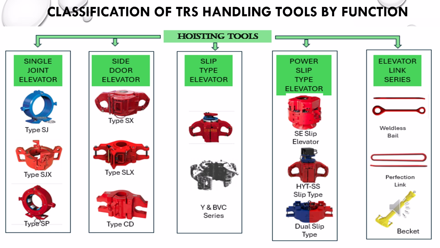In this summary picture, the single joints, we have all the types of single joints there, and we have the side door, different types, and we also have the slip type elevator. We have different types here. We have the power slip and elevators. Okay, and of course we have elevator links. All right, which covers our welder's bell, perfection links, and of course the beacon. So this is just a summary to aid our understanding.